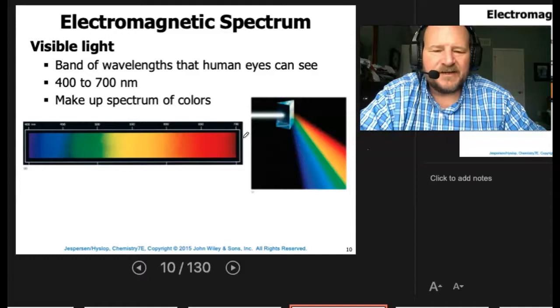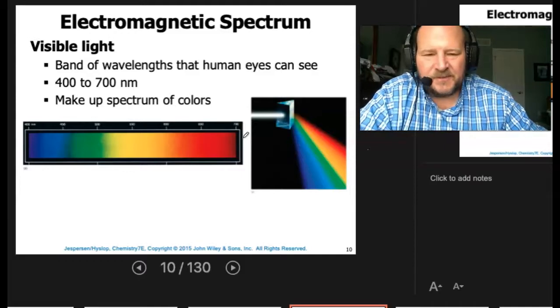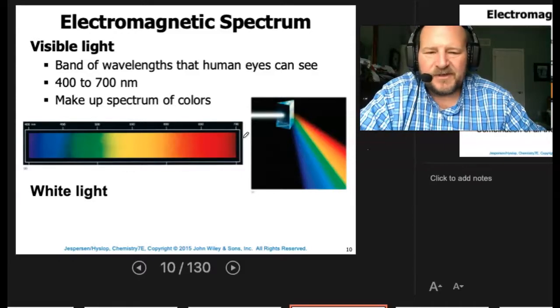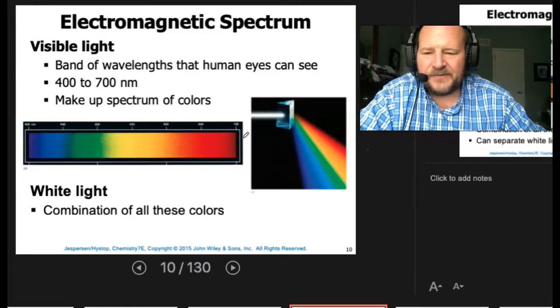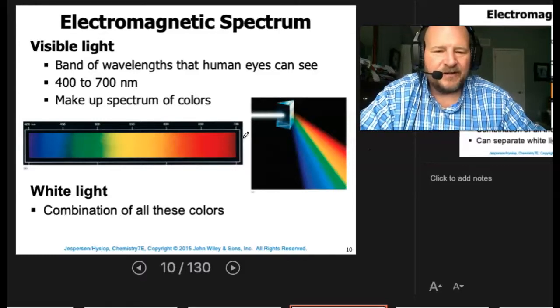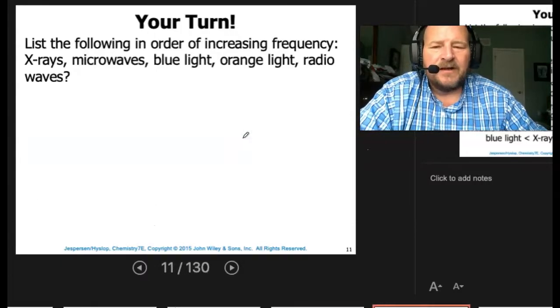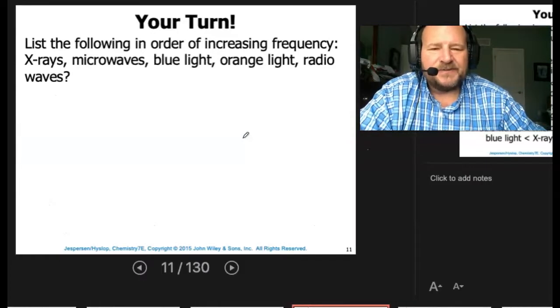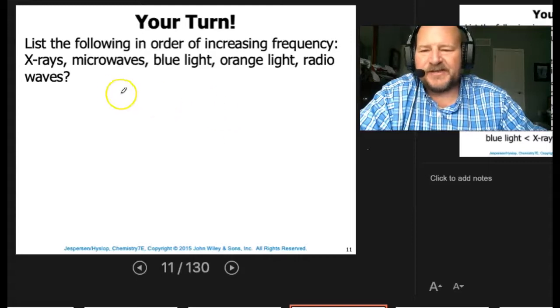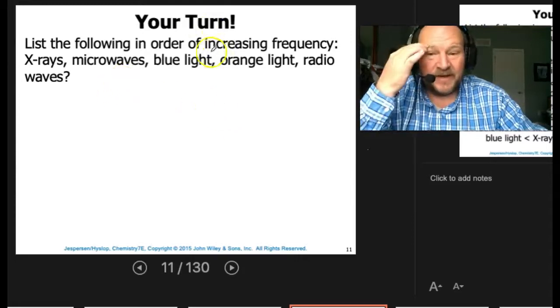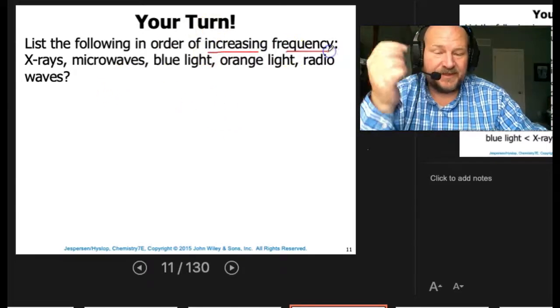This is obviously going to take the spectrum of all of our colors. So we're going to start with white light and we're going to pass it through. So we'll see a combination of all the other colors. So again, we can separate white light into the colors using a prism. Right? Now, again, what I'm going to ask you to do is be able to order things. So you want to pay attention to 3 topics. Here you can see: list the following in order of increasing frequency, right?